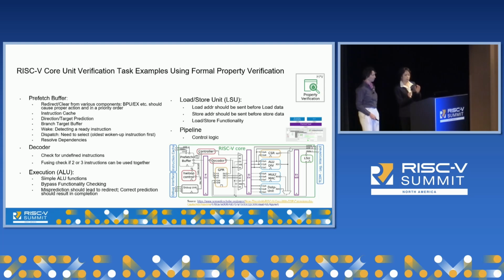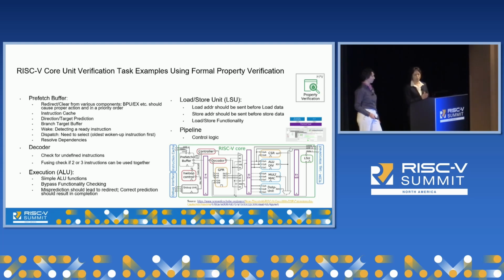And you can also check for the instruction cache functionality in the branch target buffer dispatch, as well as other functionalities such as resolving the dependencies. And also you can use formal to check the decoder functionality, such as undefined instructions and so on, right? And also in the load store unit, you need to make sure that addresses are always sent before the data, so things like that.